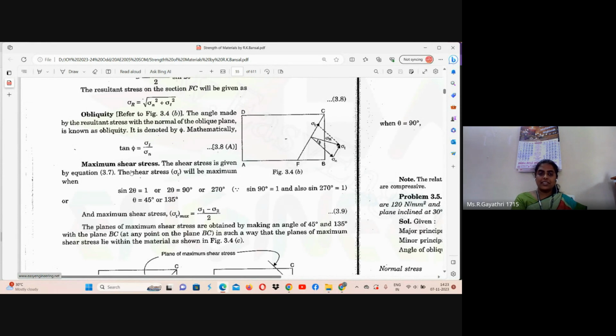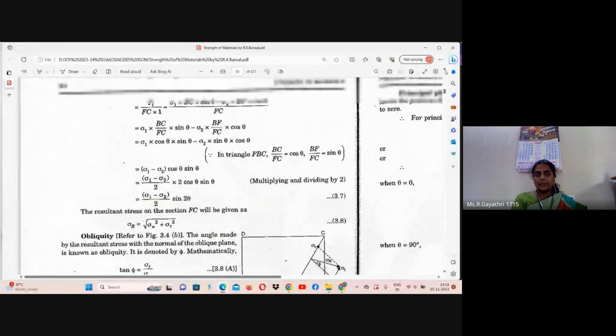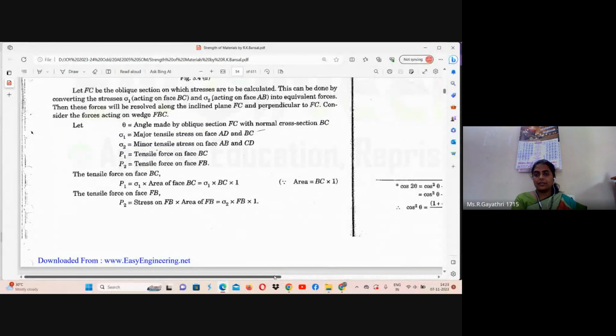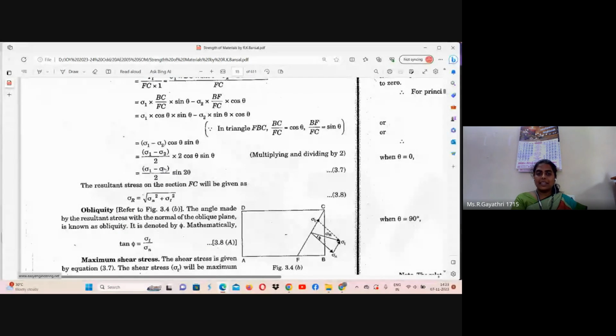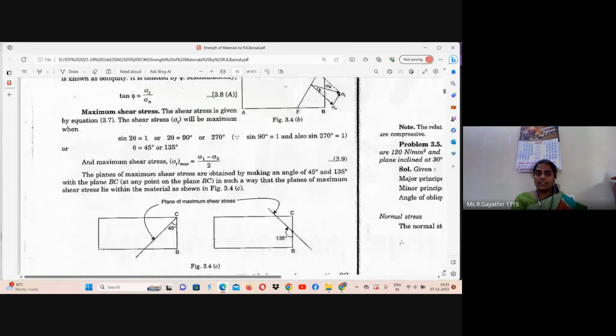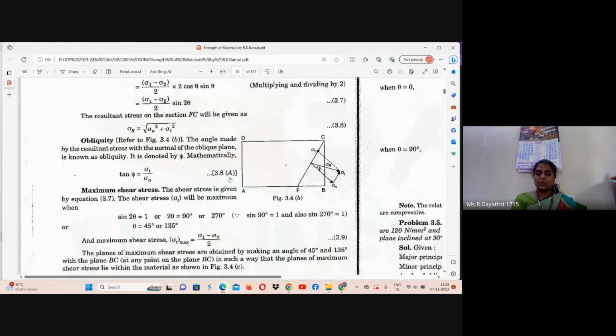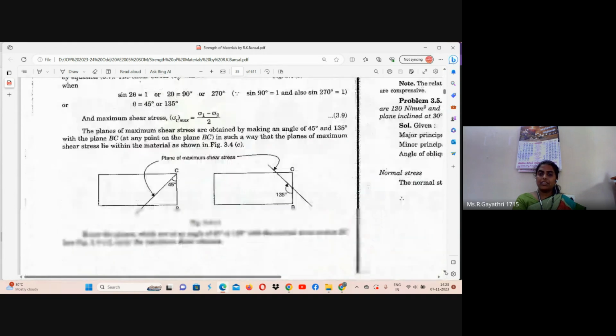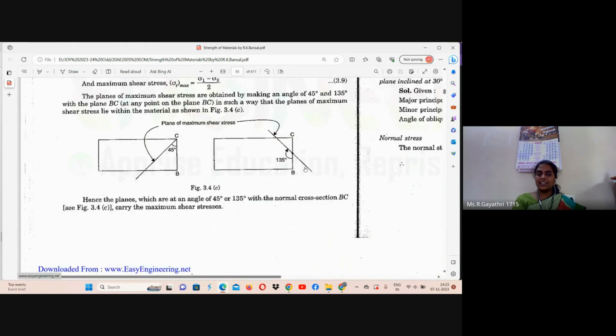Next, maximum shear stress. We know shear stress equation. Sigma 1 minus sigma 2 by 2 sine 2 theta. When shear stress becomes maximum, sine 2 theta is equal to 1. So 2 theta is equal to 90 degree or 270 degree. Theta value will be half of this value, 45 or 135 degree. So we can draw like this, 45 degree, 135 degree. Angle between oblique section and vertical plane.